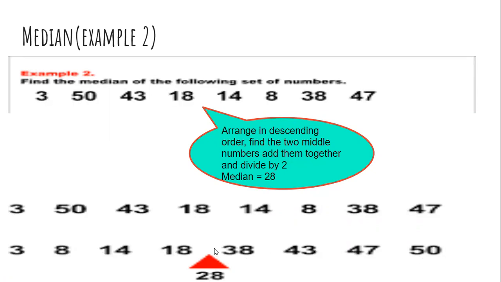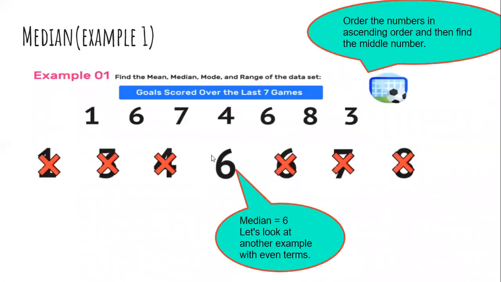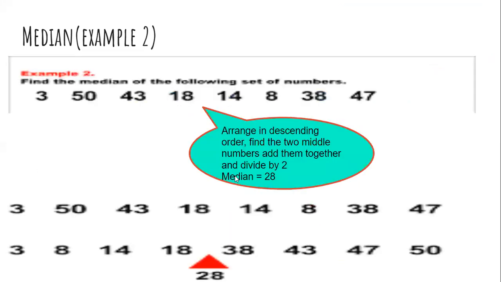Now, what is different here? In the previous example, we were looking for the one middle number because the terms were odd. But when they are even terms, you look for the two middle numbers. So now when we look at the two middle numbers, we know that we would have 1, 2, 3 on this side, and then we would have 1, 2, 3 on this side. So the two middle numbers would be 18 and 38.